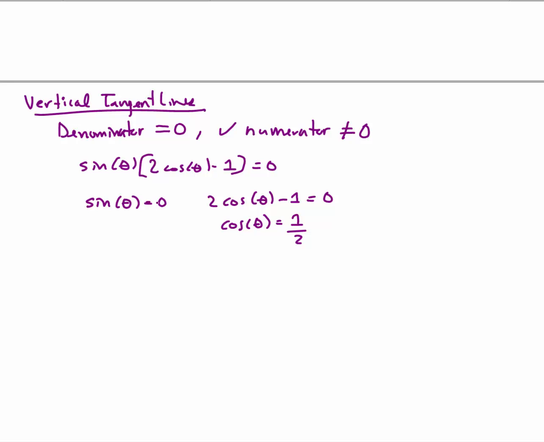Sine theta equals 0. Now where does sine theta equal 0? Remember, I'm going from negative pi to positive pi here. So I think that this would happen at negative pi and pi. That's where my sine would be equal to 0. And then where does the cosine equal 1/2? Well, that would be quadrant 4 or 1. So it would be negative pi over 3, positive pi over 3. So I have 4 values to check here.